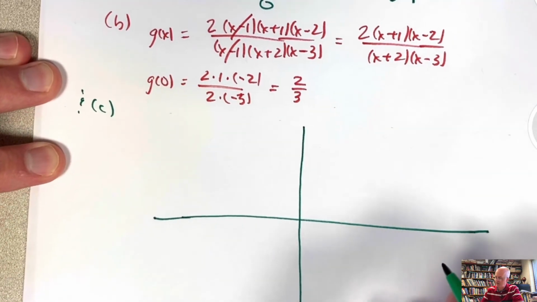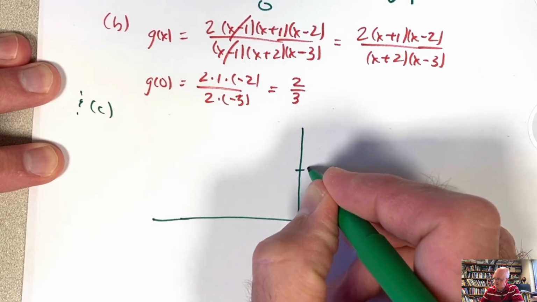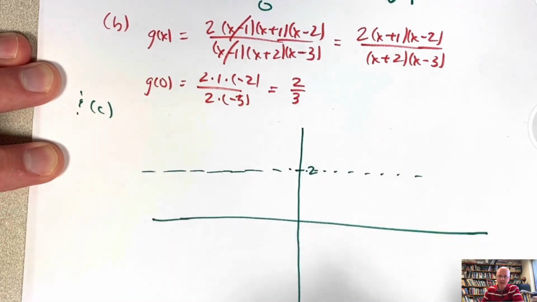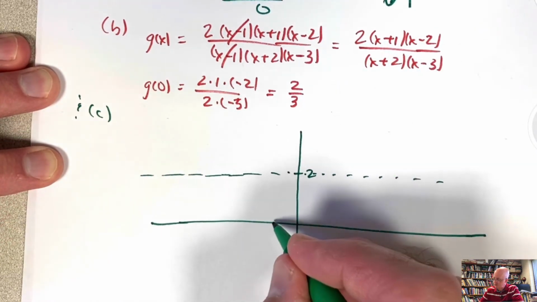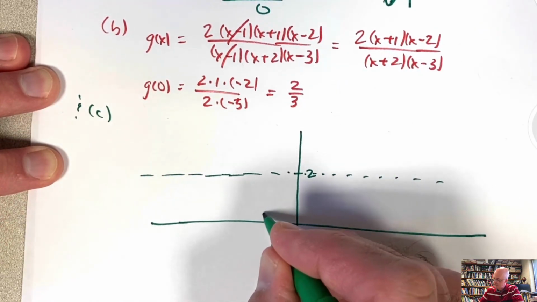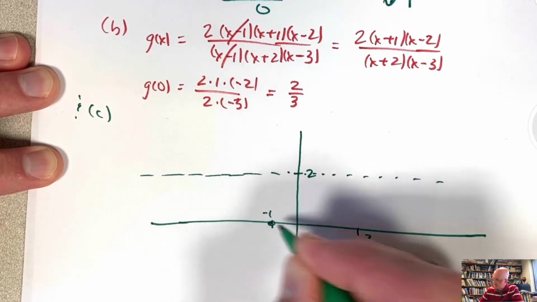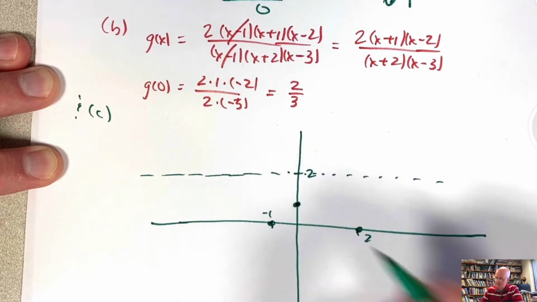Horizontal asymptote at y equals 2. Let's say that's right here. I'll make a dashed horizontal line there. That's going to be your horizontal asymptote. X-intercepts at -1 and positive 2. Say -1 is right here and positive 2 is right here. Y-intercept at 2/3, right about there.